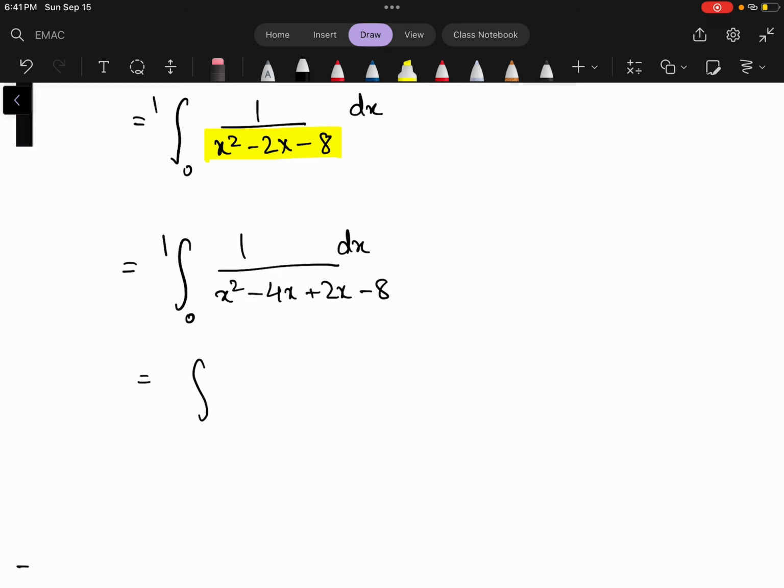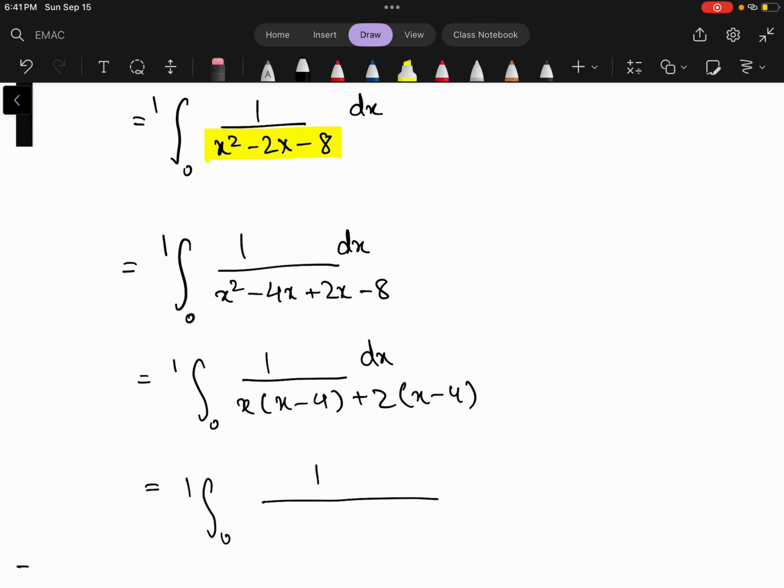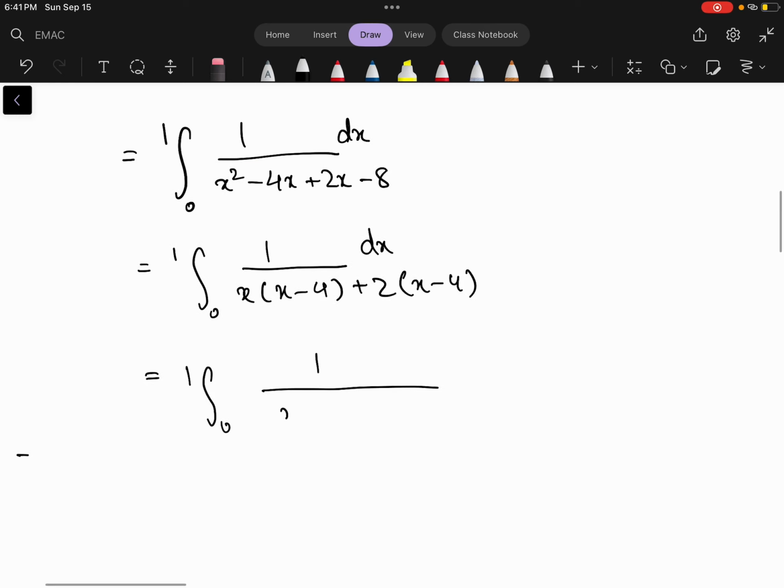Now we're going to factor this out by splitting the middle term. So that will be x into x minus 4 plus 2 into x minus 4, which is equal to the integral 0 to 1 of 1 over x plus 2 into x minus 4.